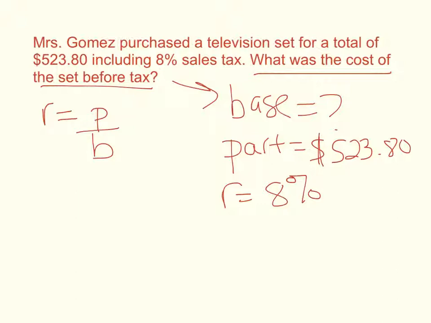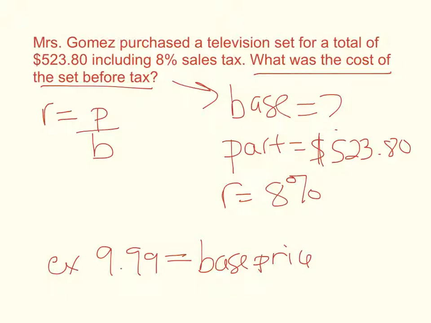Now, when we're buying shoes or a video game for $9.99, just as an example here, this is the base price. This is the starting price, and that we will pay plus tax, and that will be our part. Okay? So we know that she paid $523.80, and that includes that 8%. So we need to figure out what was the base prior to that.